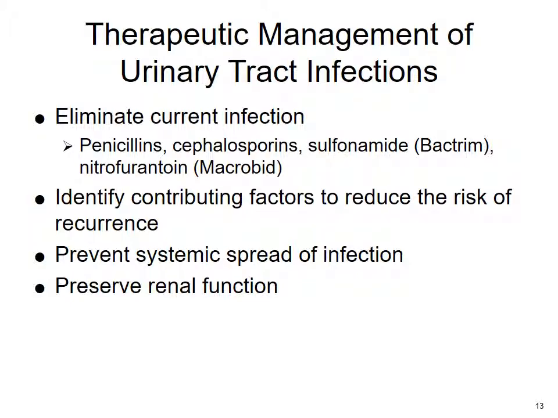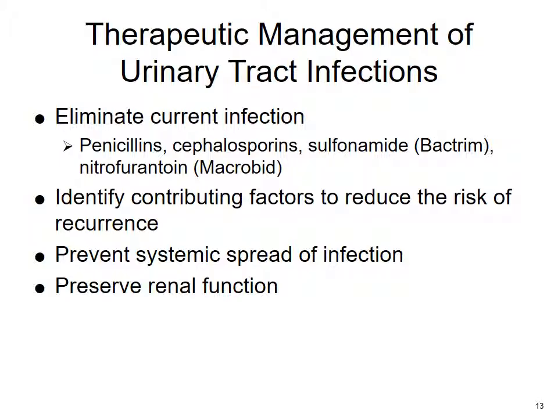So for treatment of UTIs, we're going to eliminate the infection, and the most common effective antibiotics for pediatric UTI are penicillins, cephalosporins, sulfas such as Bactrim, and nitrofurantoin, which is Macrobid. And you will see occasionally children who have chronic recurrent UTIs on a daily dose of Macrobid. Occasionally they will do that for some time until the UTIs have been well controlled.